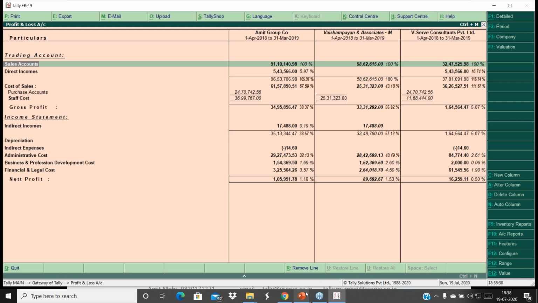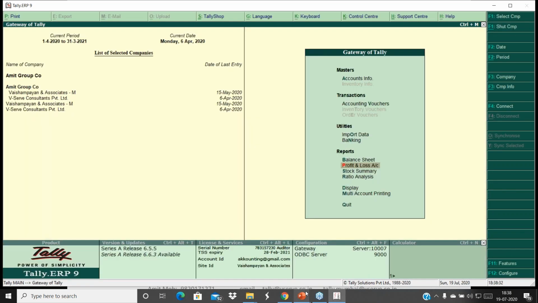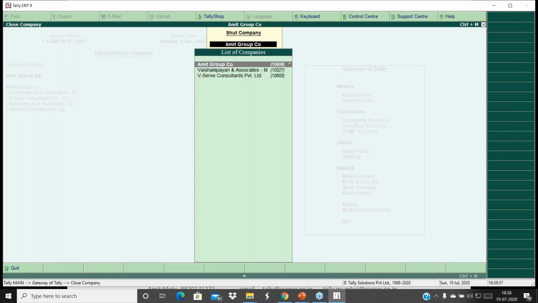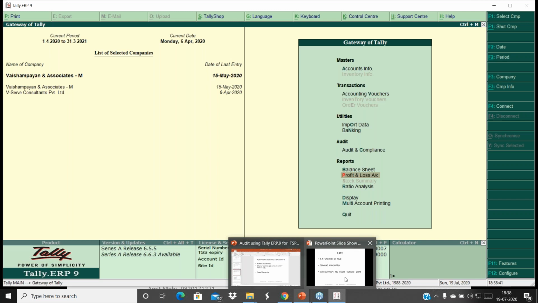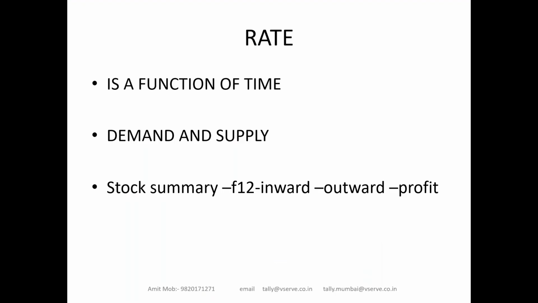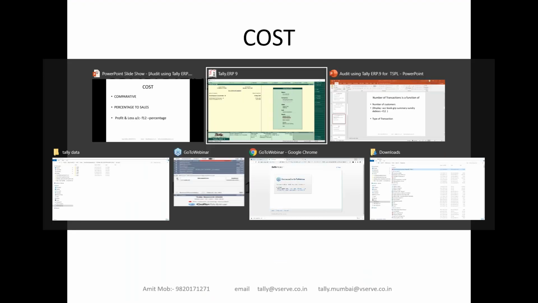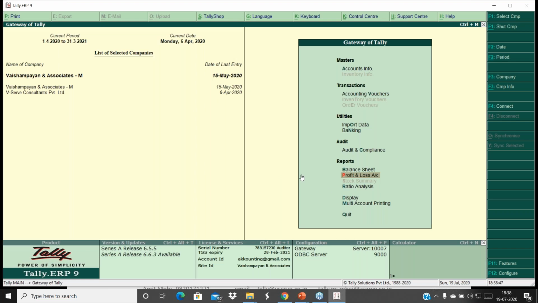Okay, let me go back to the place where I stopped. Let me shut down this group company. We were here at rate. I hope the stock summary concept, whatever little light I could shed with the stock summary option, is understood. That's basically part of the product company. This being not a product company, it's not visible there.